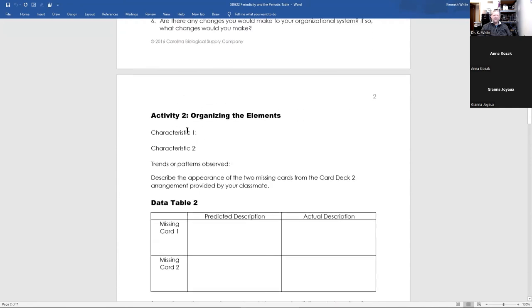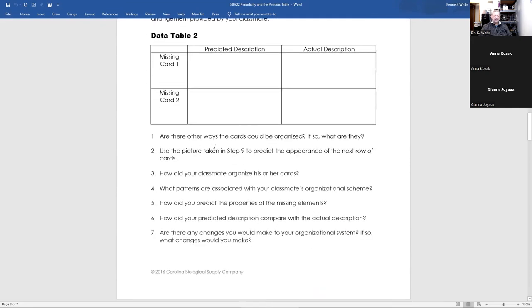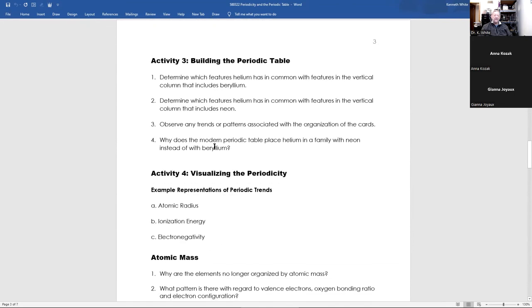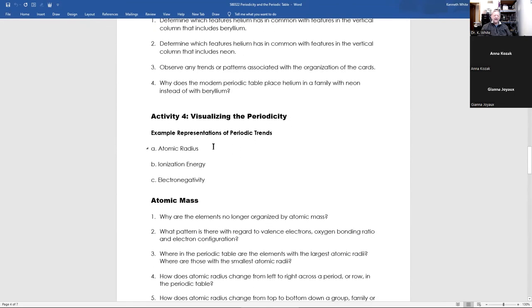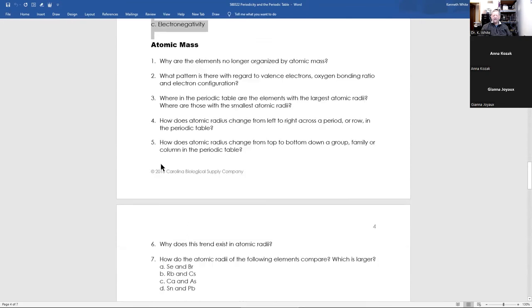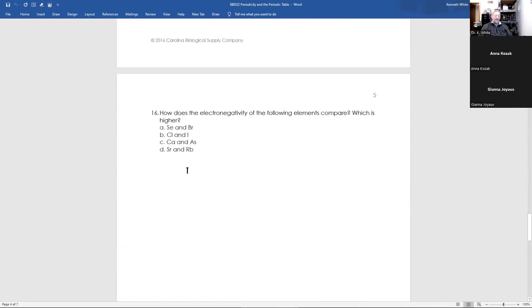And you don't have to do the characteristics or table two, and answer the questions I have listed for activity two. Same thing for three. And for four, you don't have to do examples like here, but under four, I have the questions, one and whatever other ones I have. And that's it. That's all you have to do. You don't have to do all of them.